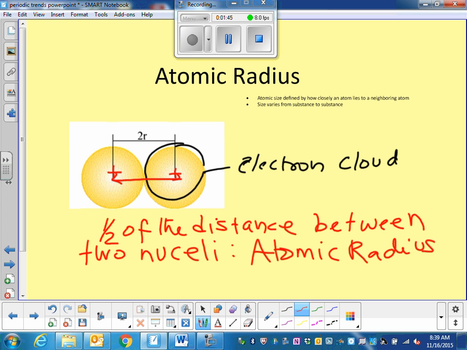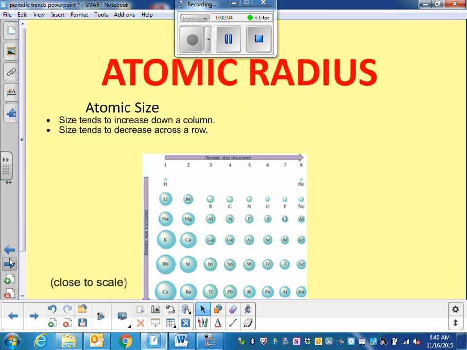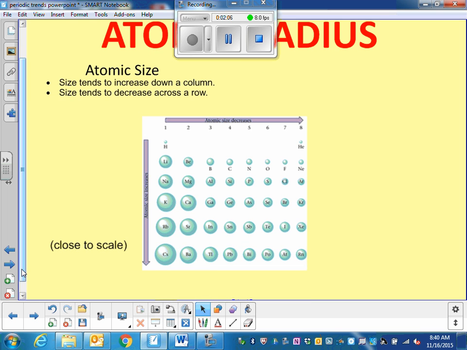Does that make sense? They measure this length and then they halve it. That distance is what is known as the atomic radius for a given element. Do we understand this? Now, let's see what the trend is when it comes to atomic radius. What happens to atomic radius as you go down a group? It gets bigger.